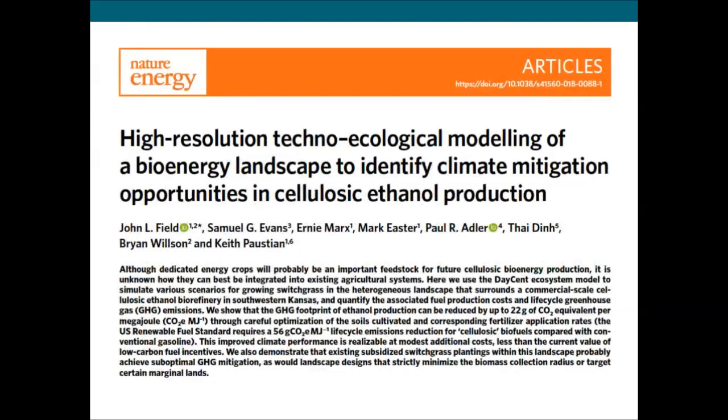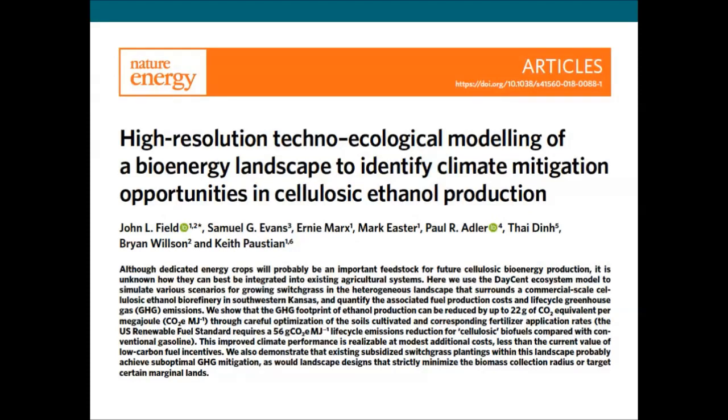There's been a lot of work on this, including from people here. So here's an article that John Field and Keith Falstein contributed to, or led, where they identify, again, that producing cellulosic ethanol, not the corn grain ethanol, can, if you do it right, contribute to greenhouse gas reduction.